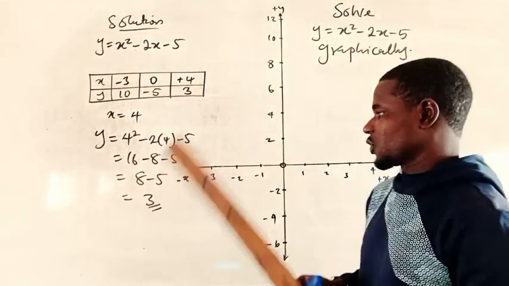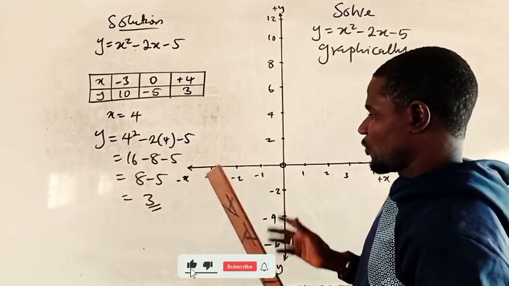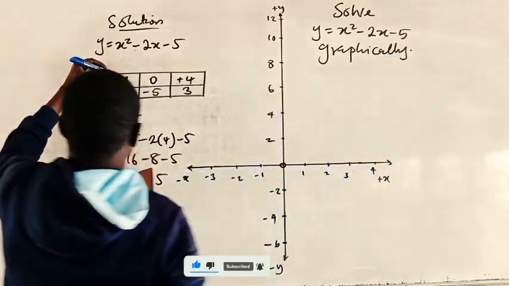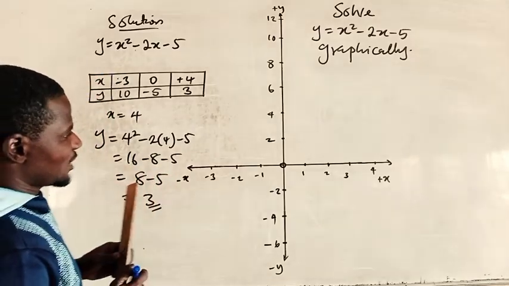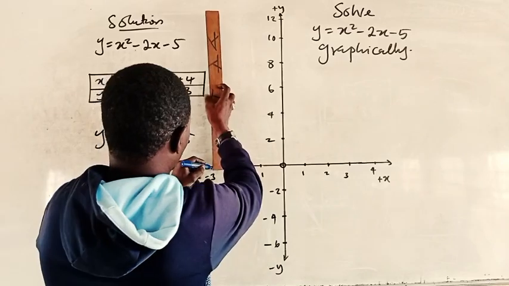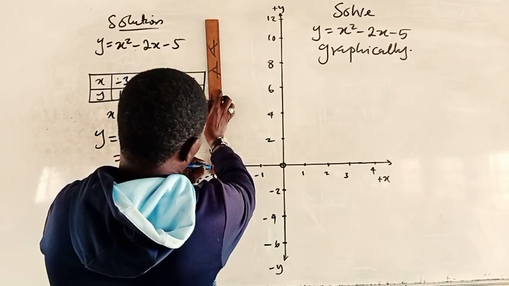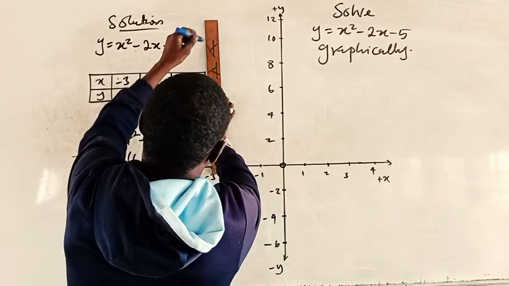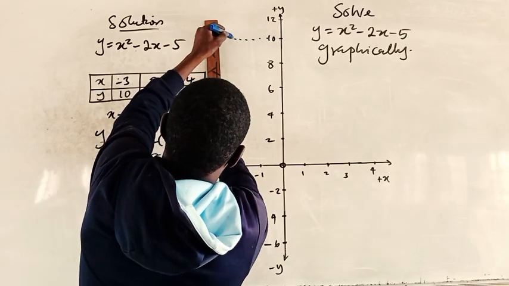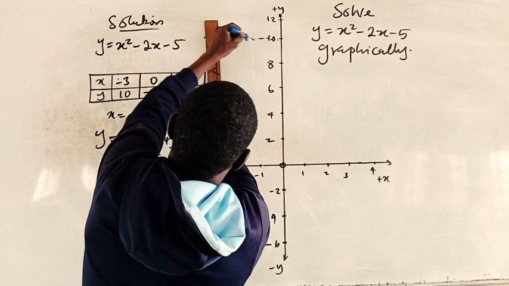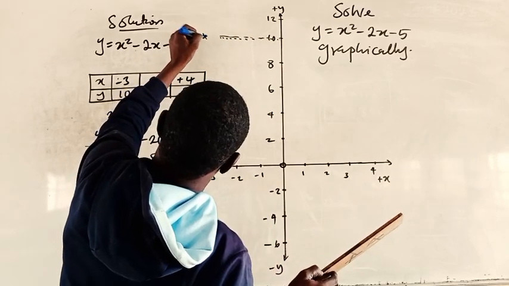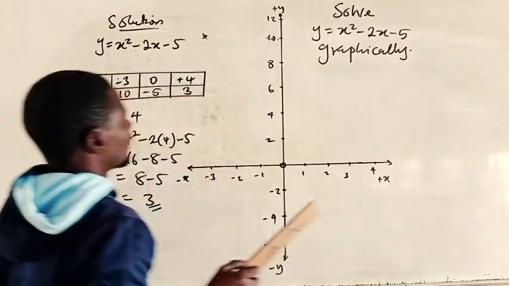So what we need now is to plot our points. When x is -3, y is 10. X is -3 here, y is 10, up. But you have to increase your accuracy here. I think they made it around here. The two of them coincide here, so that's what we have as the first point.